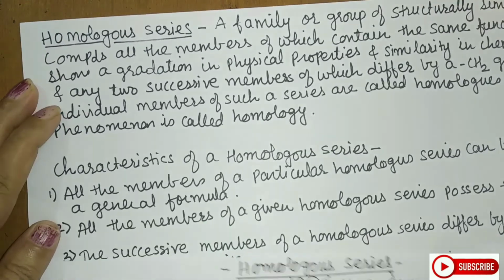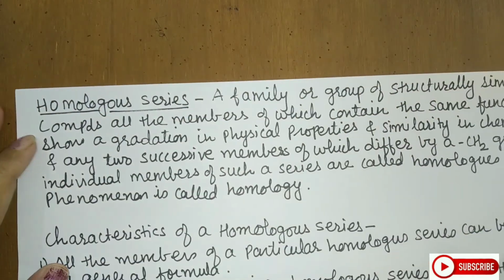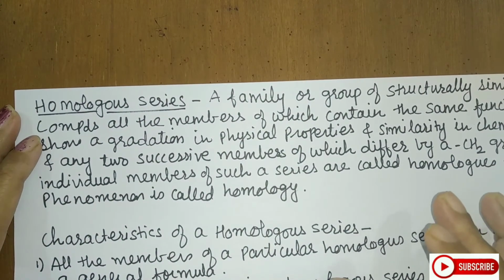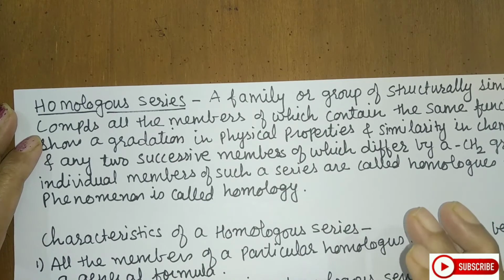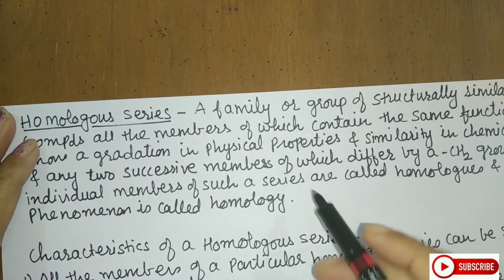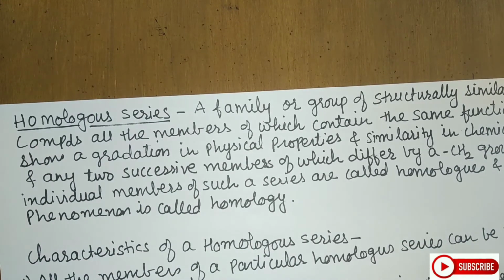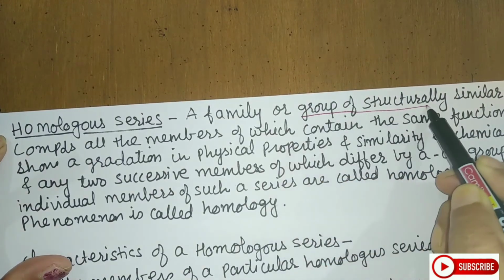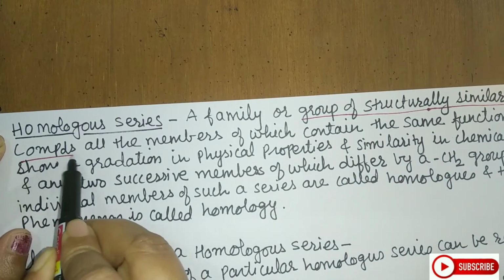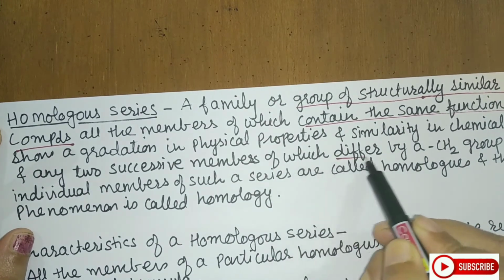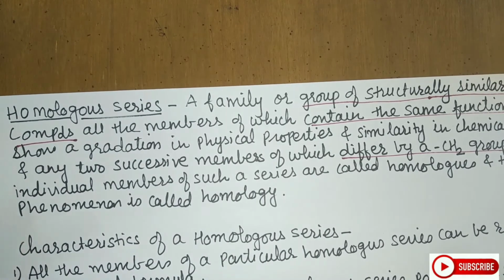Let us see the characteristics. Students, if this definition is a little lengthier, then you can simply say that it is a group of structurally similar compounds, each member of which differs from the preceding or the succeeding hydrocarbon by a unit of CH2. So that can also be one of the definitions. It is a group of structurally similar organic compounds containing the same functional group and differing from each other by a CH2 group. So that is also called a homologous series.